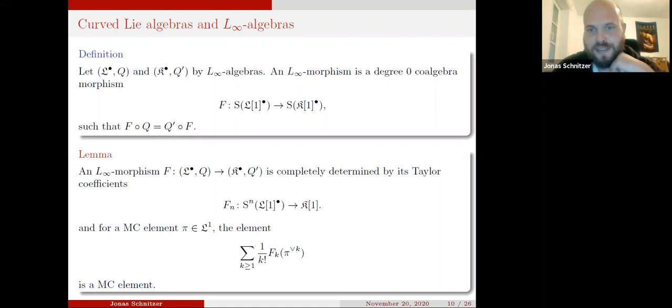And as we just see, a Maurer-Cartan element fulfilling this funny equation we had in the previous slide gets mapped via this L-infinity morphism to a Maurer-Cartan element. There I should have put in the lemma some brackets which say if it exists. Of course, there is an infinite sum written if the morphism has infinitely many coefficients, so it might not exist. But if it exists, it's a Maurer-Cartan element.